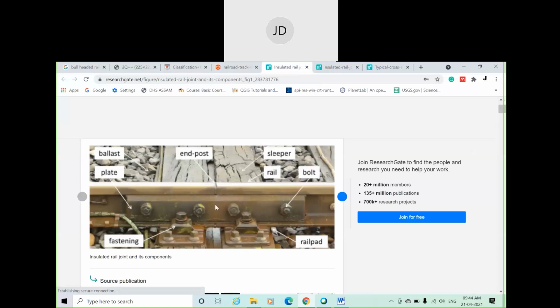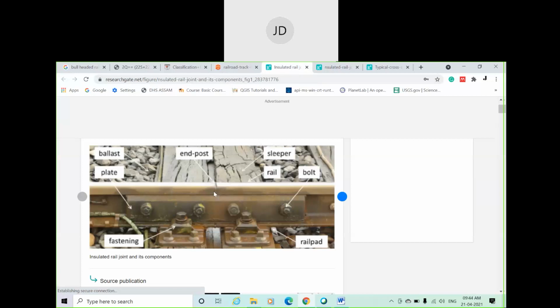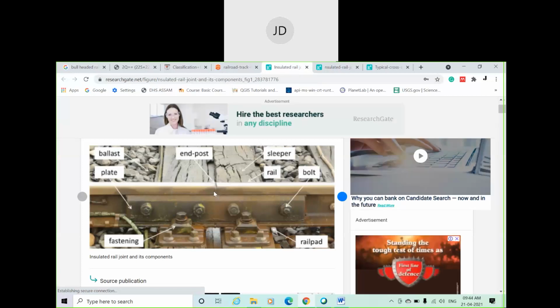Here you can see. I think from this image you can understand very easily. This is the end of one rail. This is another rail, and these two rails are connected together by a fishing plate. So this is your fishing plate, which is connected along the web part of the two rails. The fishing plate is mainly used to connect two rails.